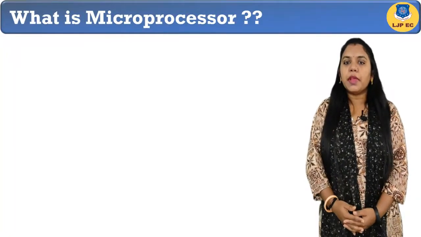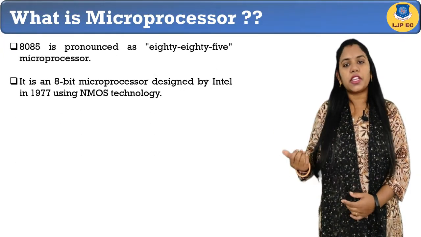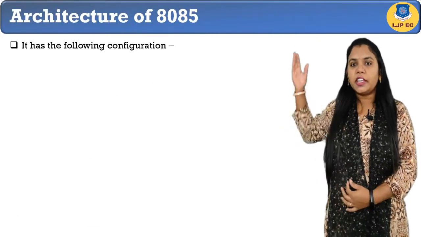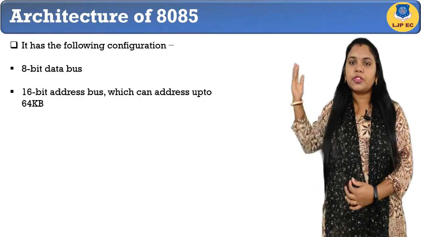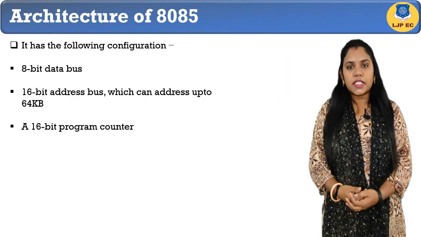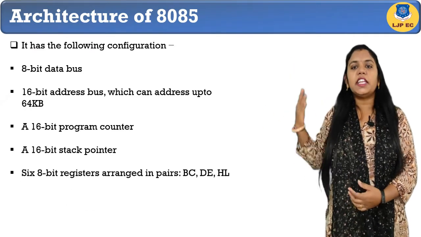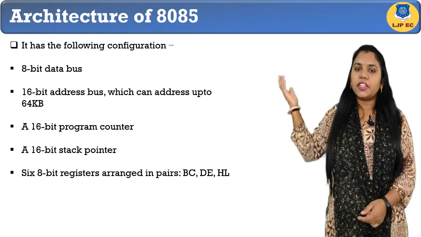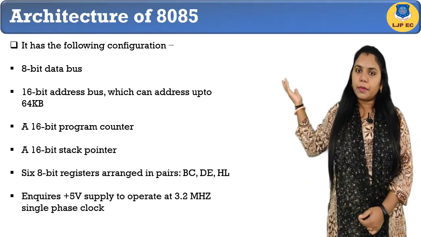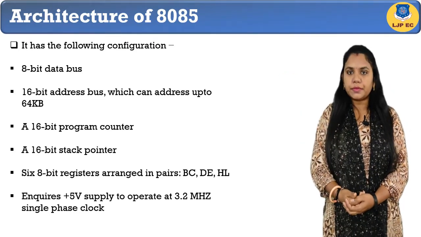8085 is an 8-bit microprocessor designed by Intel in 1977 using NMOS technology. It has the following features. First, 8-bit data bus, 16-bit address bus which can address up to 64 kilobytes, a 16-bit program counter, a 16-bit stack pointer, six 8-bit registers arranged in pairs, that is BC, DE and HL, requires plus 5 volt supply, operates at 3.2 MHz single phase clock.